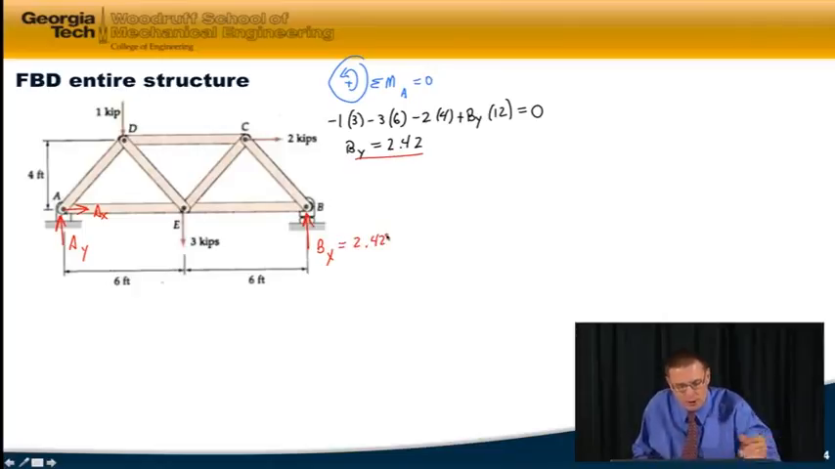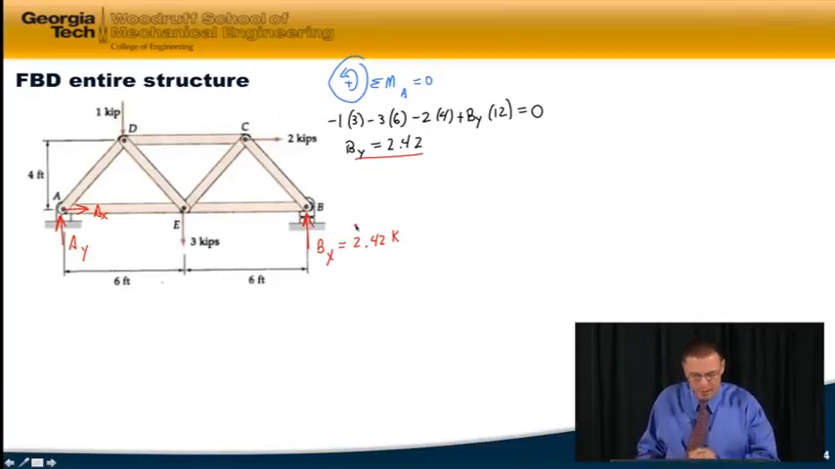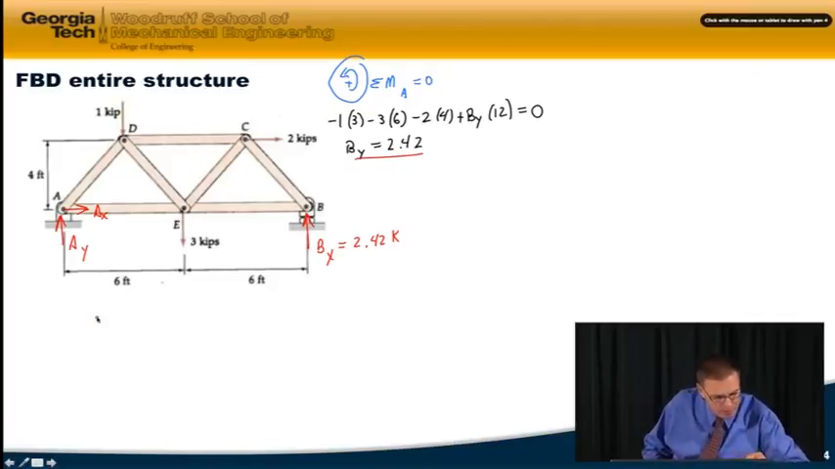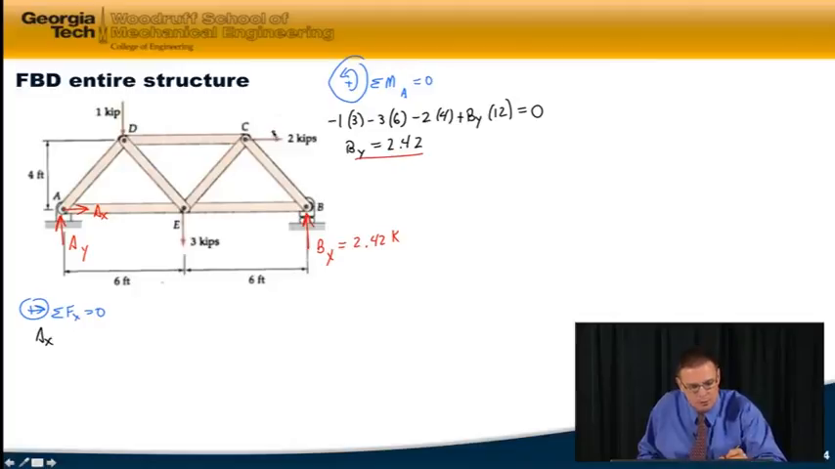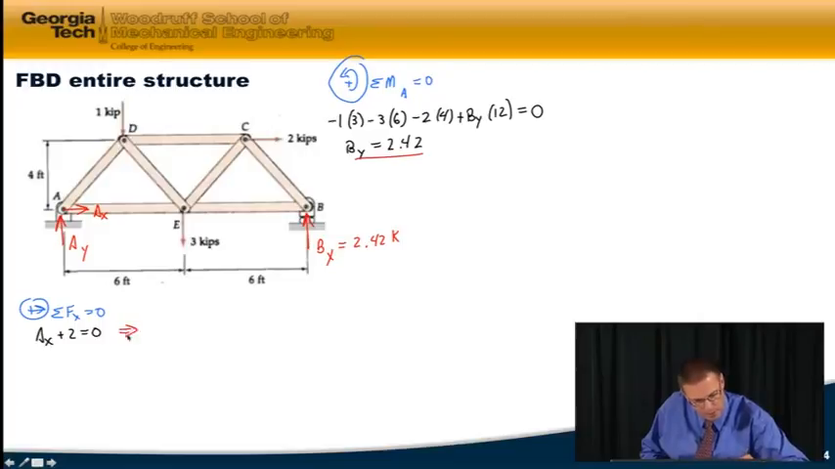As I said, that's all I would need to go back and solve for joint B's free body diagram. But let's solve for AX and AY because we'll use those later. So I'm going to sum forces in the X direction to find AX. I'll choose to the right positive. I've got AX, and the only other X component force I have is 2 kips, so AX plus 2 equals 0. So AX equals -2. Instead of to the right, AX is actually to the left.